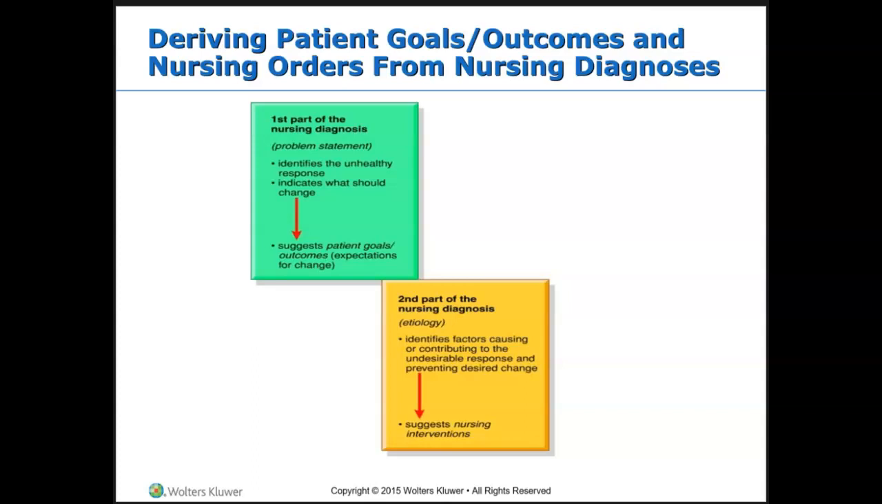So for asthma, we would have a nursing diagnosis of ineffective breathing pattern related to impaired inhalation and exhalation as evidenced by using accessory muscles to breathe, right? So you can see the big difference between those two.